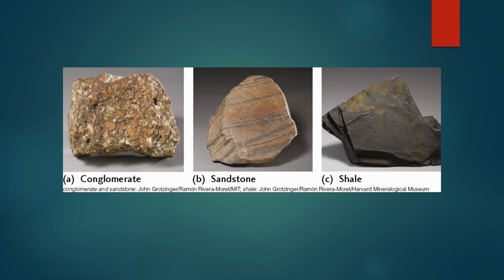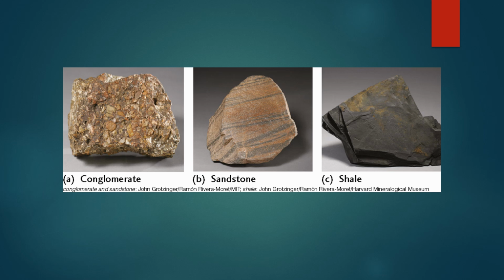Siliciclastic sedimentary rocks are formed from sediment. Therefore, the classification is primarily based on the grain size. In general, if the rock contains more than 10% of gravels, we call it conglomerate. If it contains mostly sand grains, then we call it sandstone. If more than 50% of the grains are mud, then we call it mudstone. If the mudstone has beddings or laminar structures, then it is called shale.